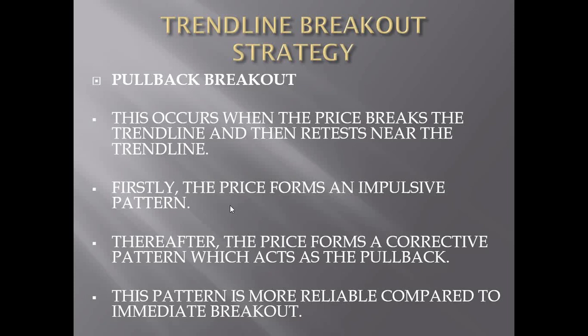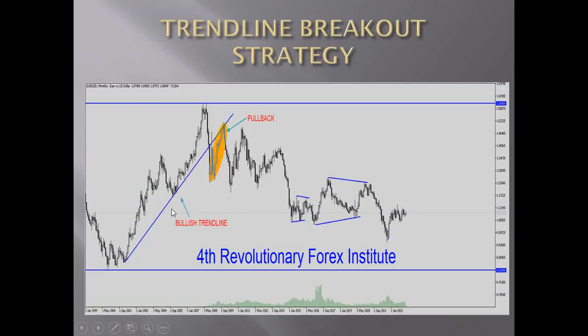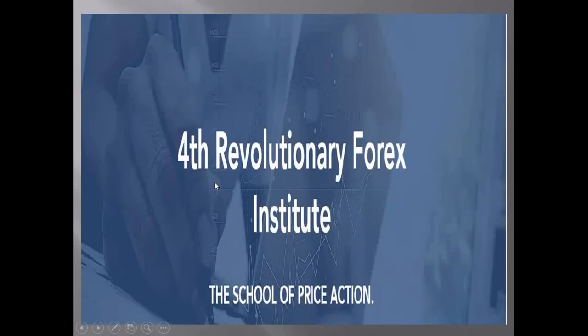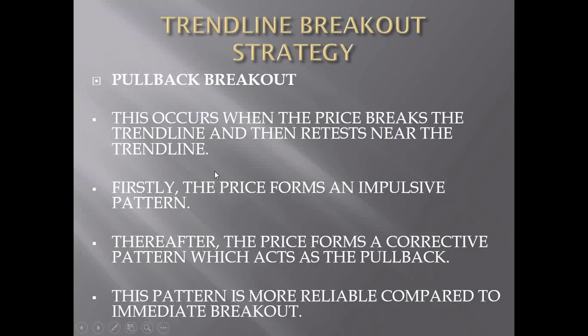Here, traders, what I mean is that the market must break this trend line with a strong movement, or an impulsive movement. So here we have this strong, impulsive movement. Firstly, there must be a trend line. Number two, the market must break the trend line with a strong movement. Number three, after the breakout, the price must form a corrective pattern which acts as the pullback.